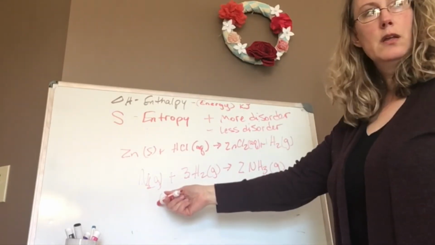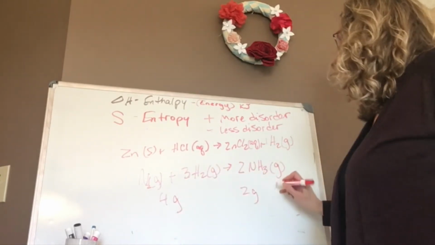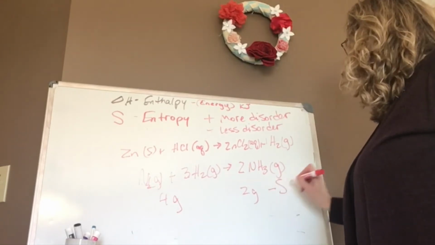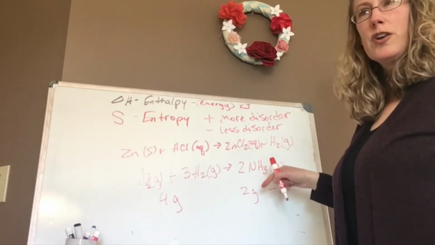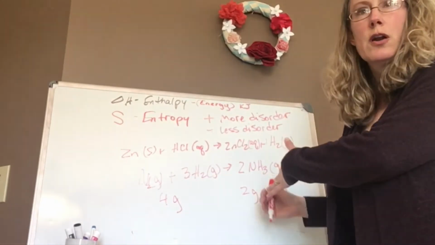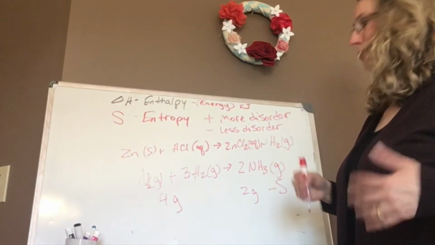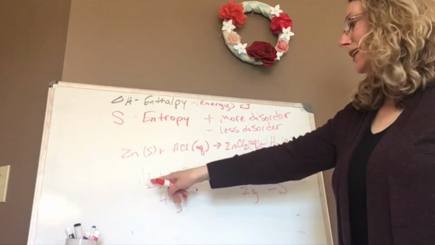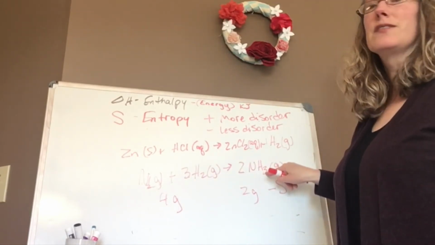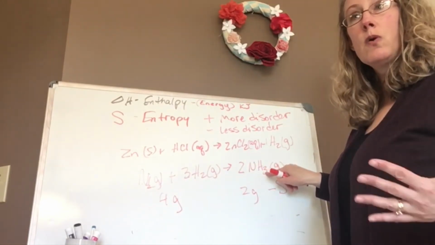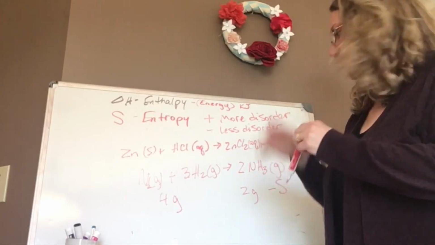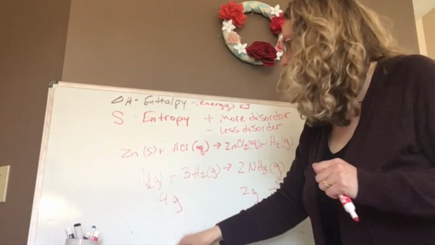This one. So this one is going to be a negative S because it's getting more ordered. Less disorder is more ordered. So what does that mean, really? It's going to take a lot more energy to do this because things don't get more ordered on their own. It takes energy to do that. Okay? Let's do this last one.